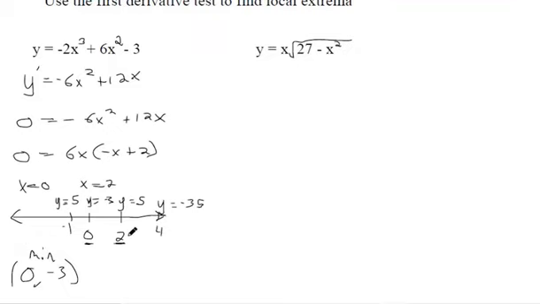And then this is our other critical point. If you look at the values to the left and to the right, they're both below 5. So that means x equals 2 is a maximum because the numbers to the left and to the right drop. So we hit a maximum at x equals 2.